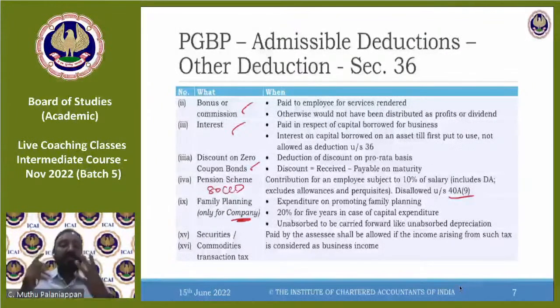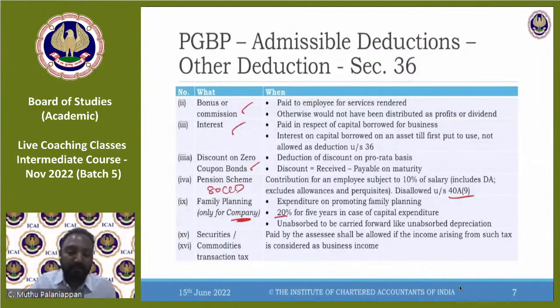Now how many sections are there for 5 years? You have section 24, pre-construction period interest. You have section 35D, preliminary expenses. You have 35DDA, that is voluntary retirement scheme. Now you have section 36. We are also talking about a 5-year period. So all these are periods of 5 years. So 20% for 5 years in case of capital expenditure. Whatever family planning capital expenditure can be claimed over a period of 5 years. If it is regular revenue expenditure, it is in the same year, 100%. Only capital expenditure is claimed over a period of 5 years.